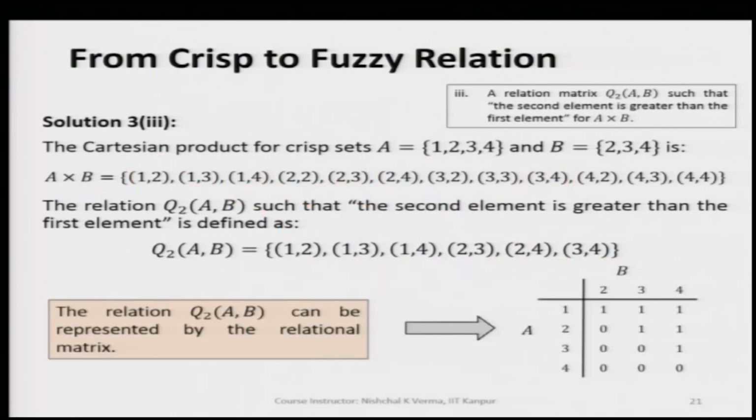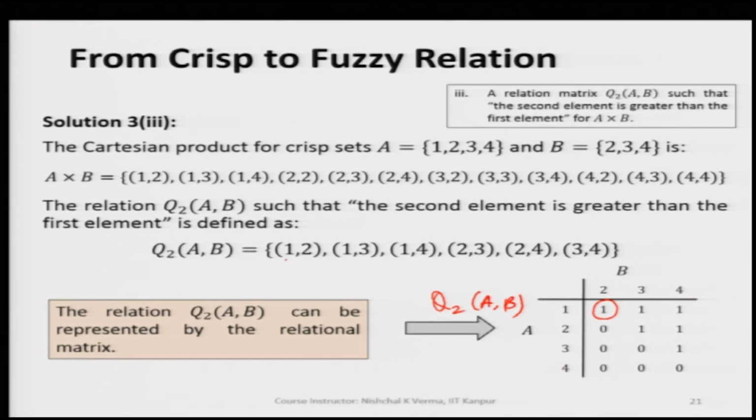So, let us form a relational matrix. As we have done in the previous case, we can write a relational matrix like this. We have 1 2 existing in Q 2 A B. So, we take 1 2 here and for 1 2 we have written 1, and please understand that the column here is coming as the set A and the row as the set B.